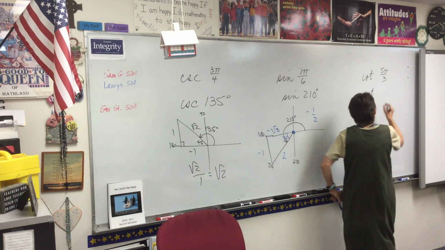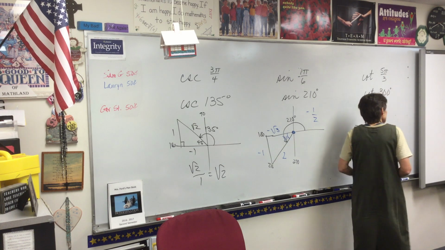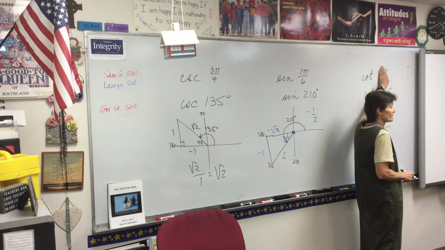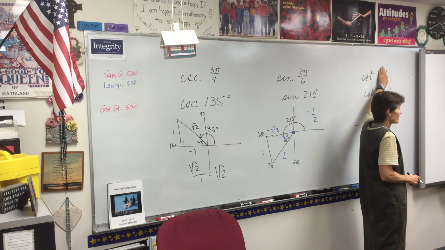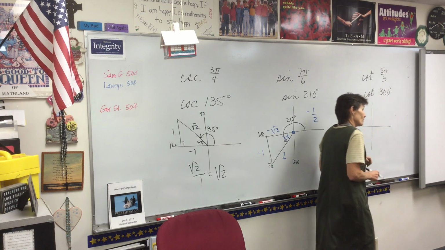It is 300. And the reason it's 300 is pi is 180, divided by 3 is 60, times 5 is 300.